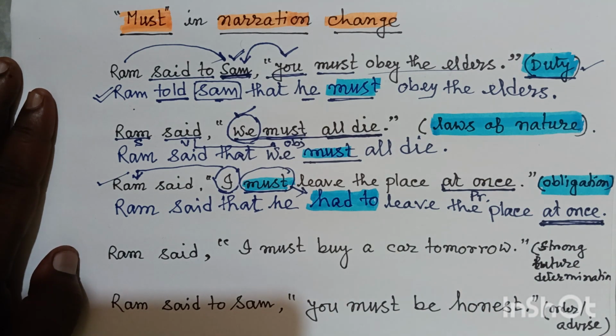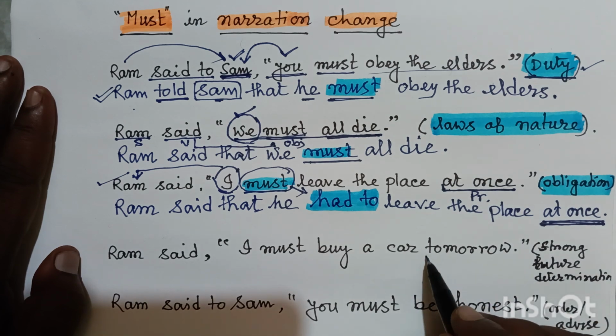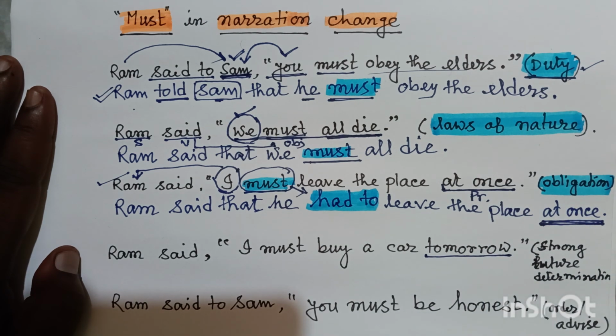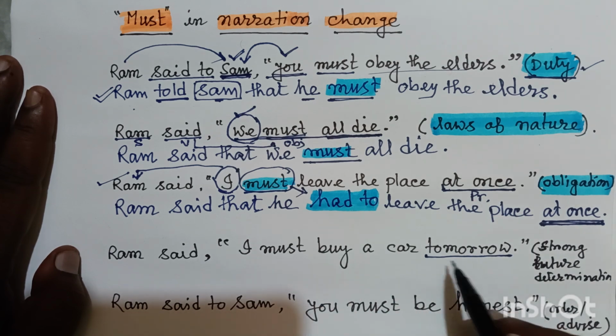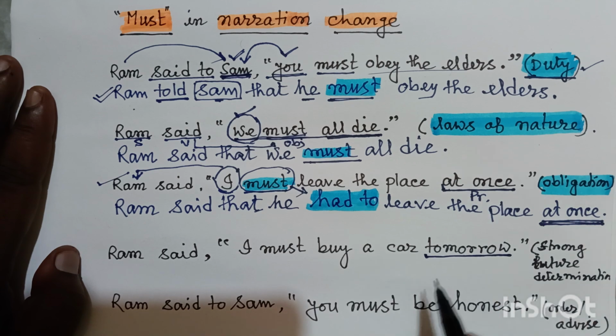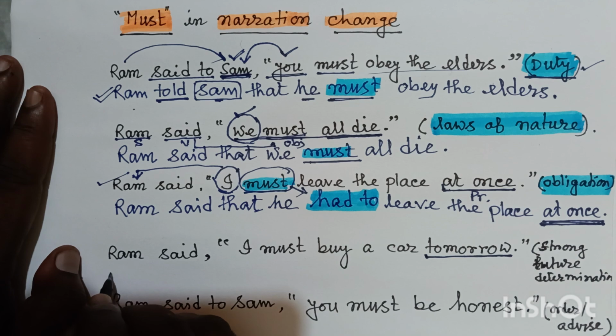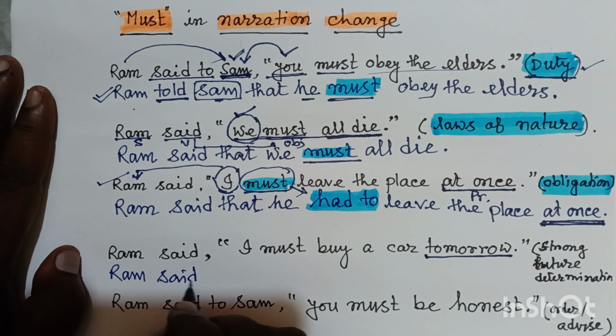Friends, next you can see there is a strong future determination. Ram said, I must buy a car tomorrow. So friends, you can see the time expression is future. From tomorrow it is clear that the sentence is a future sentence, or it is in future tense. So think about the changes. So we have to write down Ram said that.